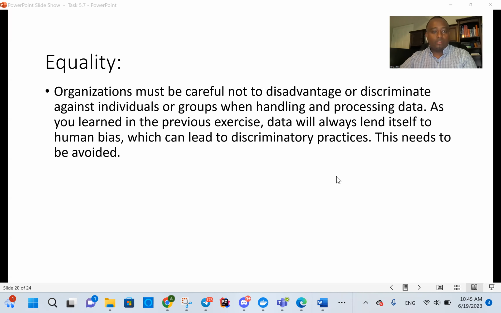Finally, we are going to see equality. Organizations must be careful not to disadvantage or discriminate against individuals or groups when handling and processing data. As we all know, in the previous exercises, it can go all the way from the very first achievement we had here at Career Boundary. Data will always lend itself to human bias, which can lead to discriminatory practices, and this needs to be avoided and managed with higher confidence.